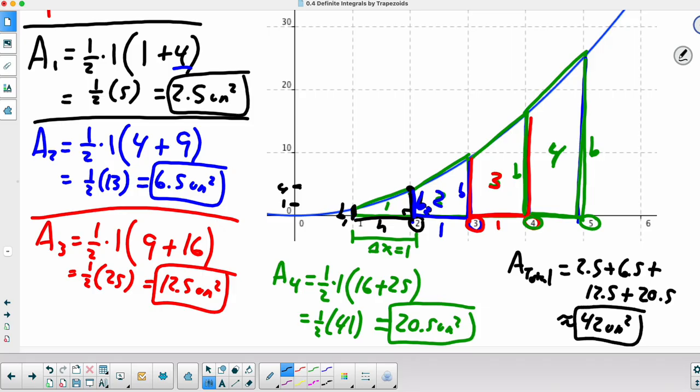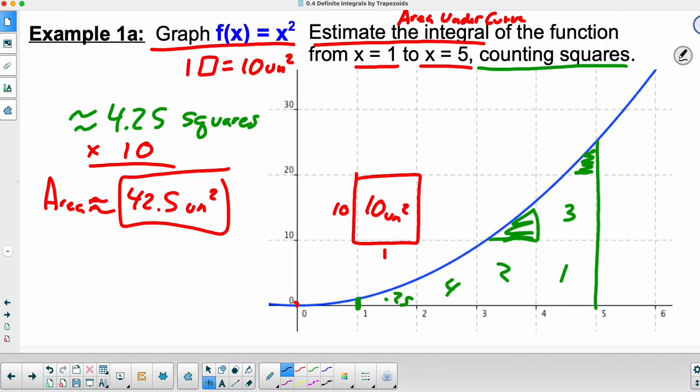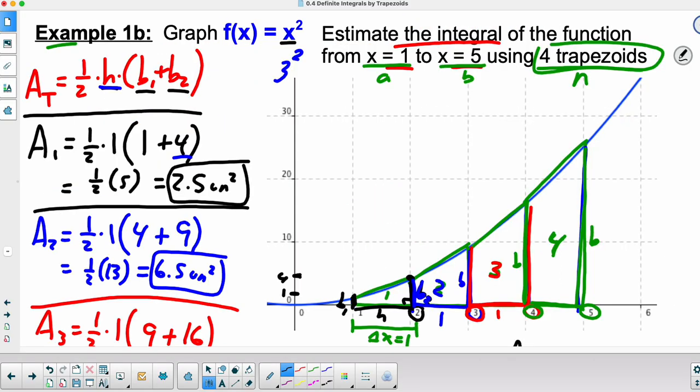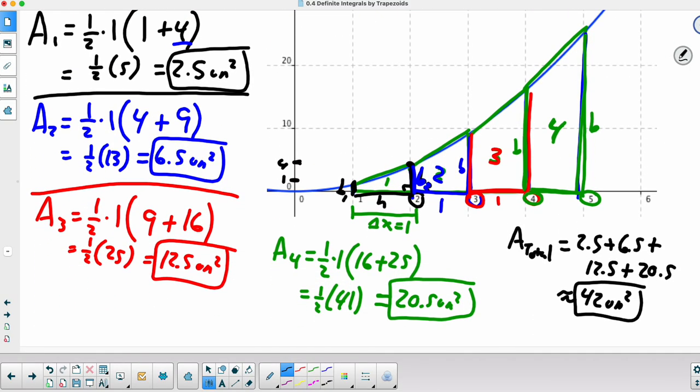I think it adds up to be 42. And so by using 4 trapezoids, I get 42 units squared there. So if I had to compare right now and say, okay, trapezoids, only 4 of them, look how well they fit my graph, it's 42. Over here counting squares, I got 42.5. Which one do you think is a better estimate right now? I might lean towards my trapezoids, to be honest. I think they fit better having 42.